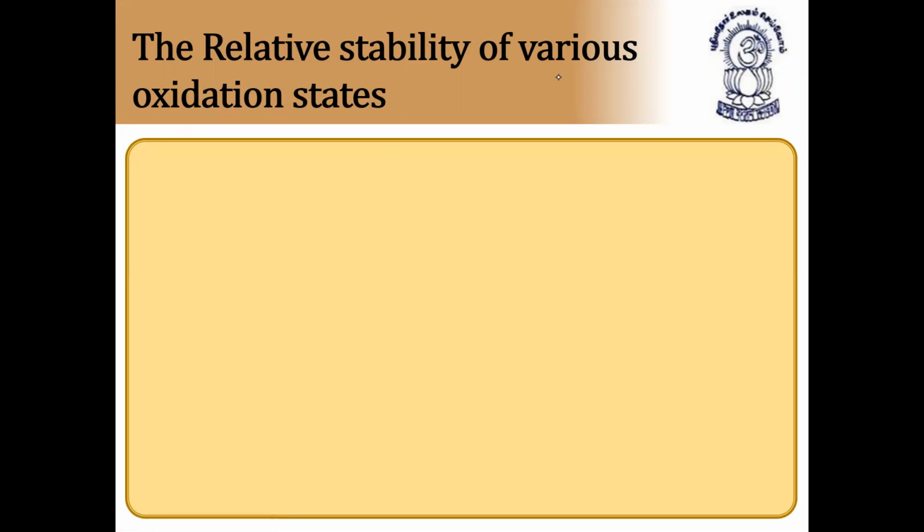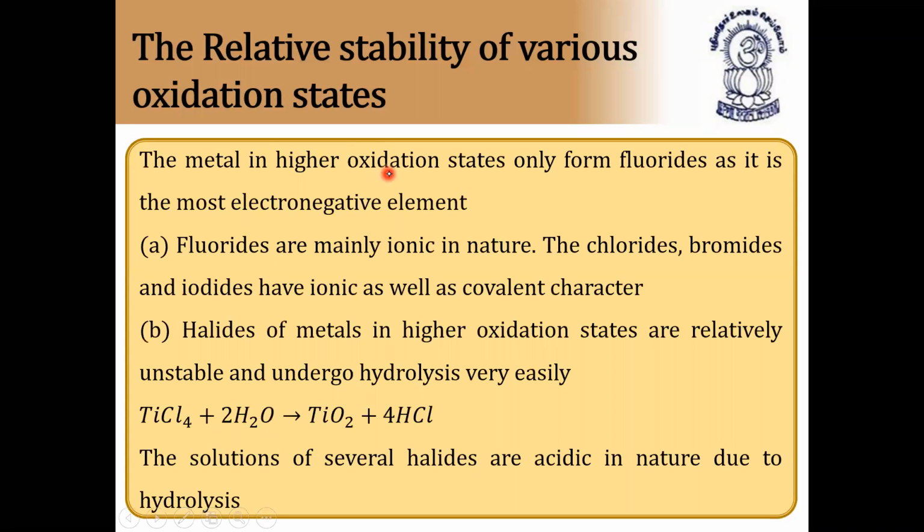The relative stabilities of various oxidation states of D and F block elements, mainly D block elements we are discussing now. The metal in higher oxidation states. In the previous lecture we have done oxidation states. They show variable oxidation states because of the availability of D electrons. So the metal in the higher oxidation states only forms fluorides.